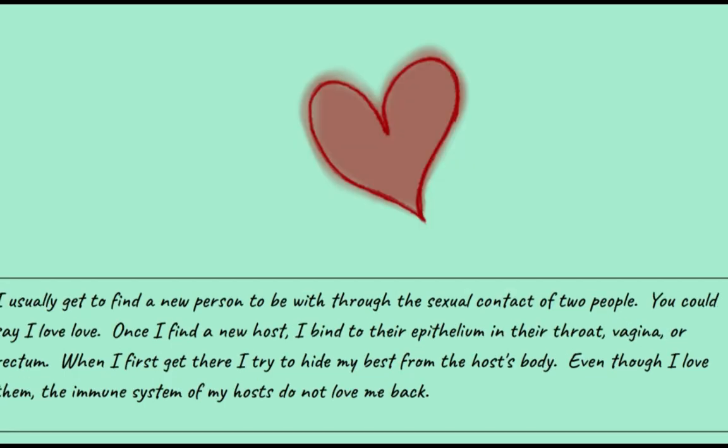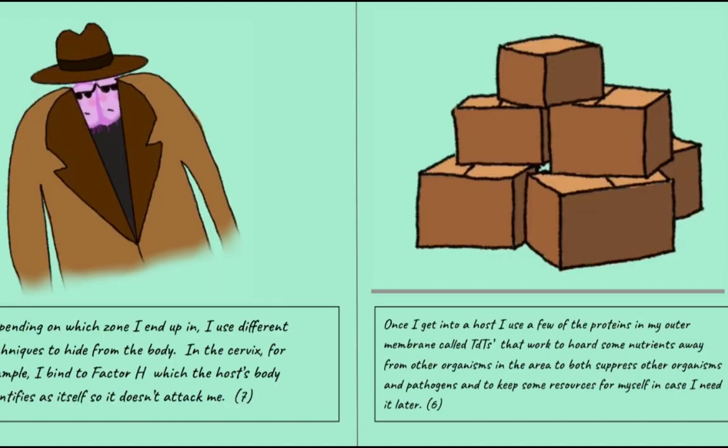I usually find a new person to be with through the sexual contact of two people. You could say I love love. Once I find a new host, I bind to their epithelium in their throat, vagina, or rectum. When I first get there, I try to hide from the host body. Even though I love them, the immune system of my hosts doesn't really love me back. Depending on which zone I end up in, I use different techniques to hide from the body.